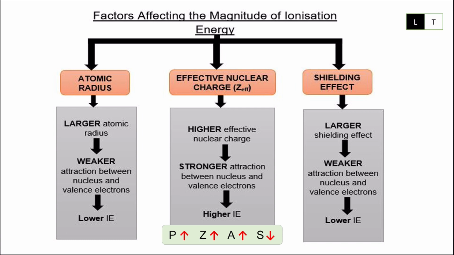Next, we have shielding effect. If we have a larger shielding effect, what will happen to the attraction between nucleus and valence electron? It becomes weaker. So we only need a little energy to remove the electron from the valence shell. That's why lower ionization energy. For the shielding effect, I hope you still remember we are going to use LAYOUT and SAS. Both of these factors are related to the atomic radius.